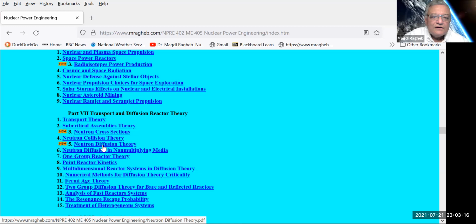So you find that we have two chapters here, neutron diffusion theory, and it will split into diffusion in non-multiplying media and diffusion in multiplying media. So let's start with the non-multiplying media.